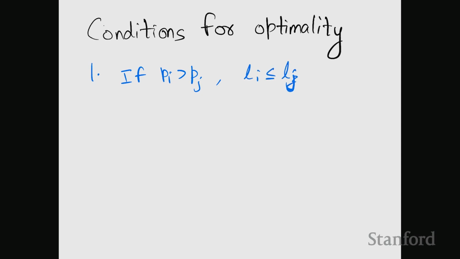Right. If the probability of a symbol is bigger than the probability of another symbol, you should give it a shorter or equal length code word. And otherwise, what you can do is swap. Basically, you can swap the code words and get a better expected length. Okay. So this one we have already seen. Let's look at the other one.